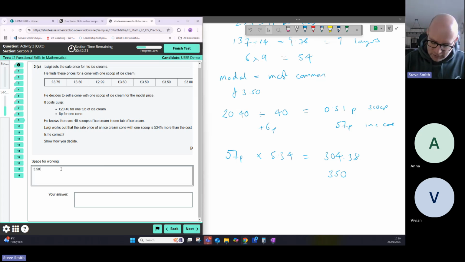So 3.50 is the mode. So we've got that for 1 mark. We've then done the ice cream tub divided by 40 to work out 1 scoop of ice cream is 0.51. Then we've added the 6p, 51 add 6p equals 57. And then we've done the 534%. So we've done 57 times by 5.34. In other words, 534% equals 304.38. So we've got £3.04.